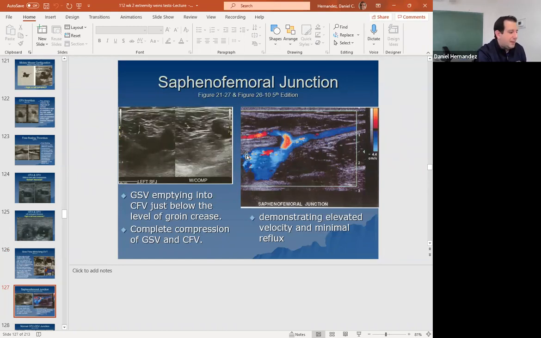So, imaging the saphenofemoral junction. We're going to try and image that greater saphenous connecting into that common femoral. Remember that this is a common site for reflux. So the GSV is going to empty into the common femoral just below the level of the groin crease. We want to see complete compression of both the greater saphenous and the common femoral. This is just a transverse image showing greater saphenous connecting in.